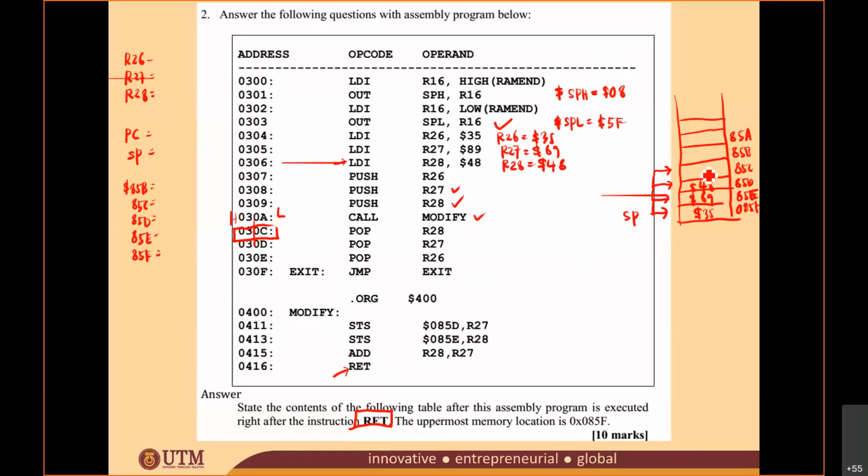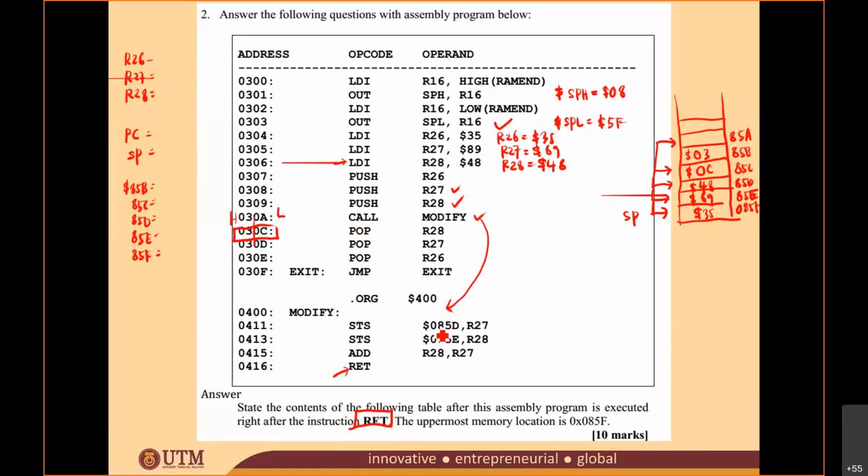Anyone? Okay, we put the lower byte dahulu to your stack, 0C, and after that followed by 03. And what happened to your stack pointer? Stack pointer now incremented by 2 lah. Okay, so stack pointer point to address 085A. Okay, so now you go to this modify here, subroutine.